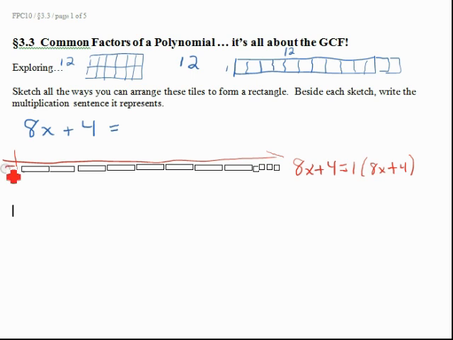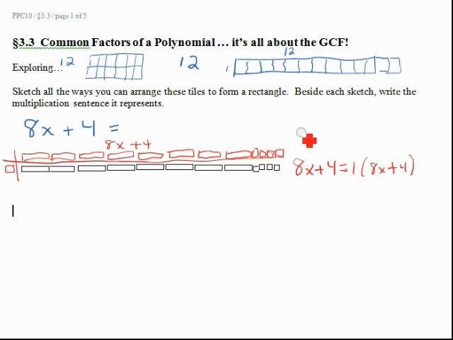Okay, this end is 1, and there's an x, there's an x, there's an x, there's an x, and then 1, 2, 3, 4. So here's 1, and this side is 8x plus 4. This shows that if I multiply 1 times 8x plus 4, I get 8x plus 4.